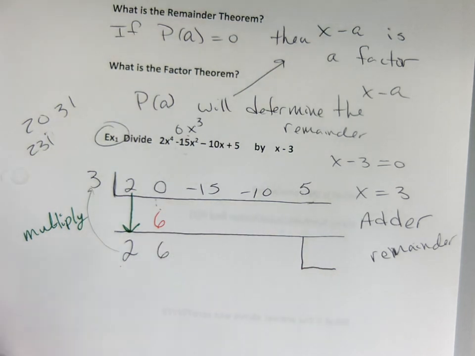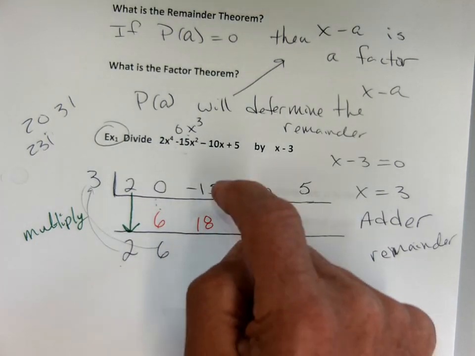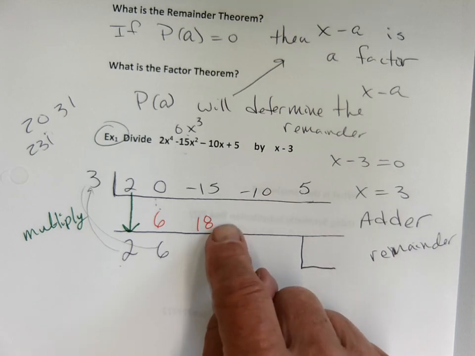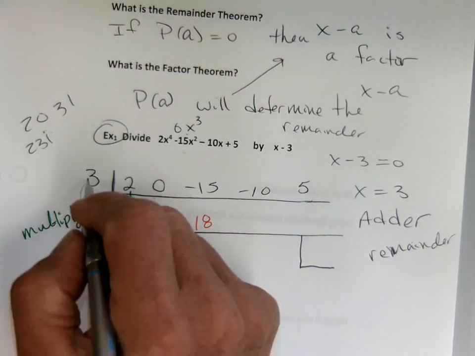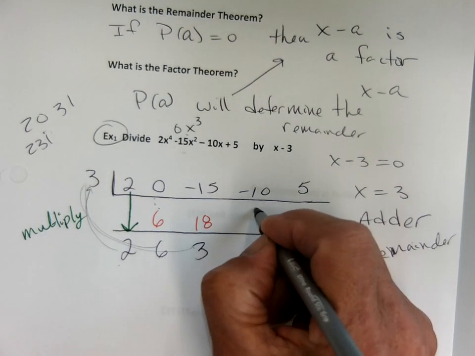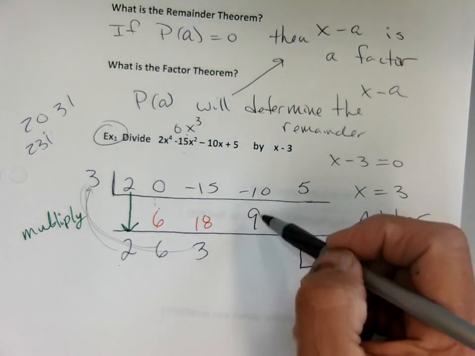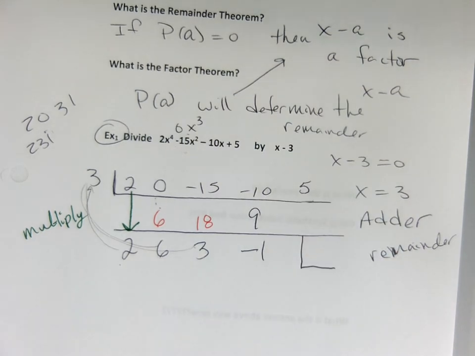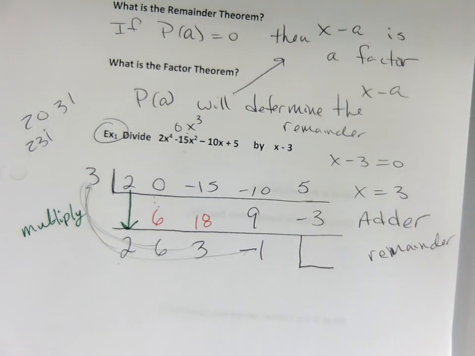And then I multiply. 6 times 3 is 18. And then I add. Negative 15 and 18 is a positive 3, right? And then I multiply. 3 times 3 is 9. And then I add. Negative 10 plus 9 is a negative 1. And then I multiply. 3 times negative 1 is a negative 3. And then I add. Okay, so I got an answer of 2.